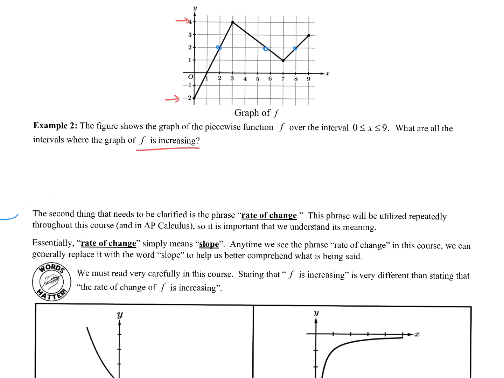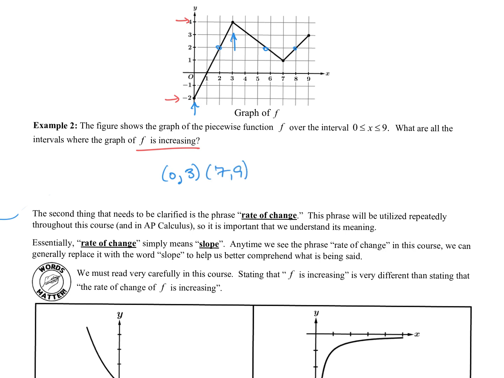And so when is f increasing? From here to there. So how do we say that? It's from 0 to 3. 0 to 3. My function is increasing. Where else is this function increasing? 7 to 9.